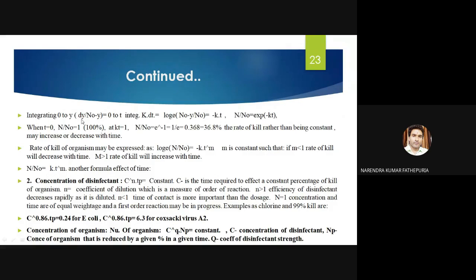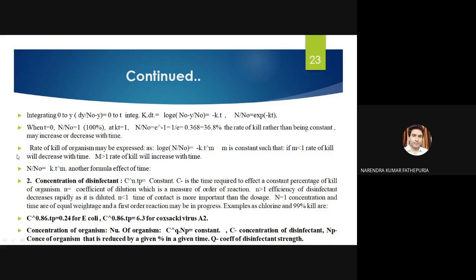You can write this in a much simpler way. You can integrate the equation dy by (N naught minus Y), taking k into dt on the other side, and integrate between the limits 0 to Y and 0 to t. Then you get the final exposure equation. Finally, N divided by N naught is equal to exponential of minus kt, where at t equal to 0, N divided by N naught is equal to 1, that is 100%. At kt equal to 1, N divided by N naught will be equal to, these are all the mathematical things.